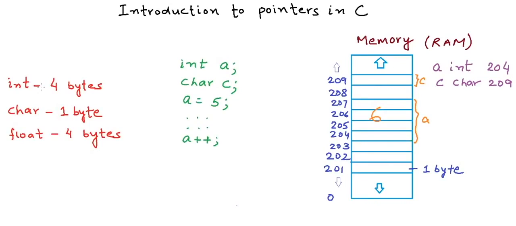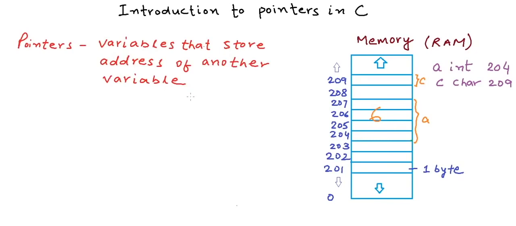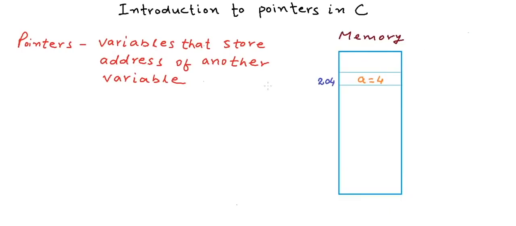Well, yes, you can do so in a C or C++ program using the concept of pointers. Pointers are variables that store the address of another variable. To make you understand this a little better, I'll redraw a couple of these things. Let us say we have a block of 4 bytes at address 204 that stores an integer variable a.